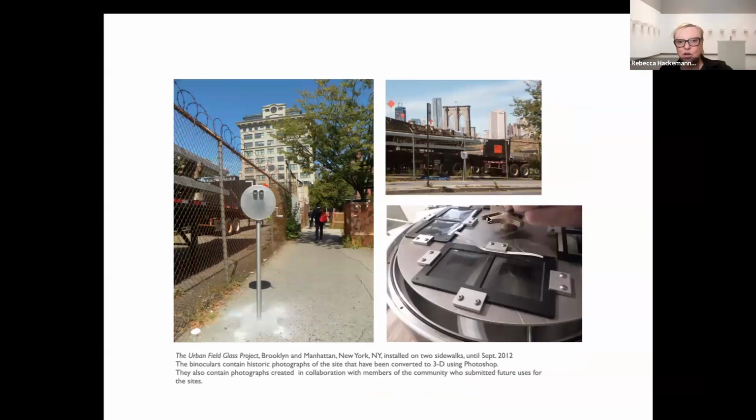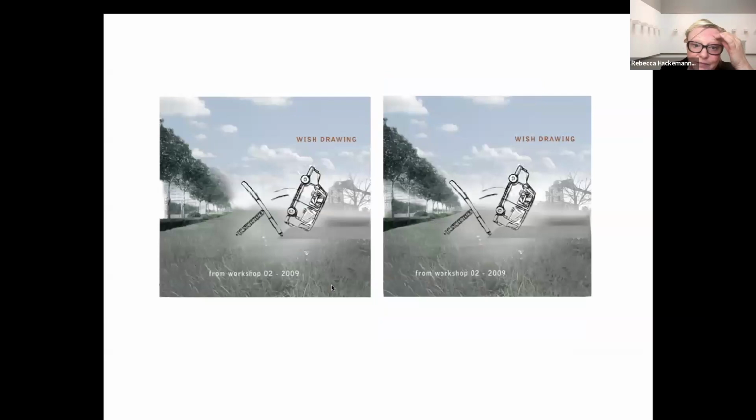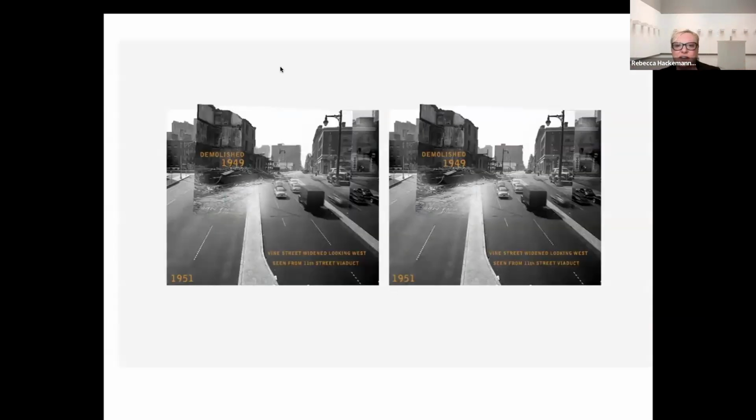This is the inside of the binocular on the right. This is it in Brooklyn. I did it in Brooklyn as well, funded by LMCC, the Lower Manhattan Cultural Council. These are some of the things that they did. One of them made a car catapult to get rid of the cars. It's so noisy. And this is one of the historical images that shows how it looked before they made this underpass.